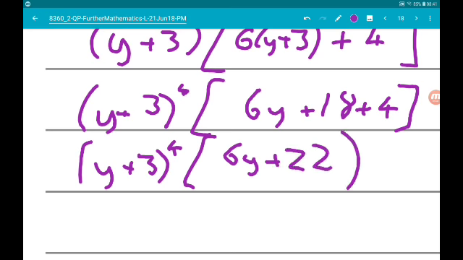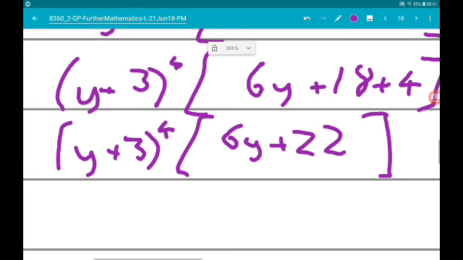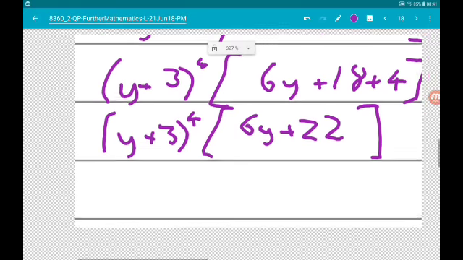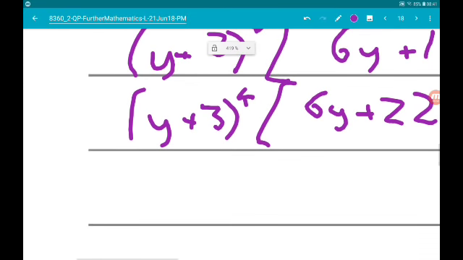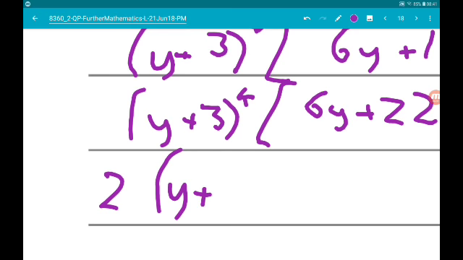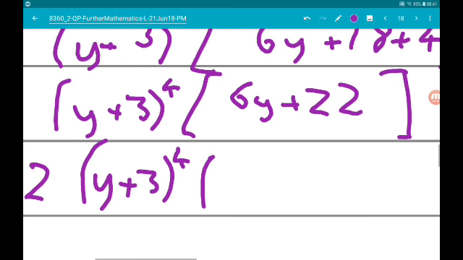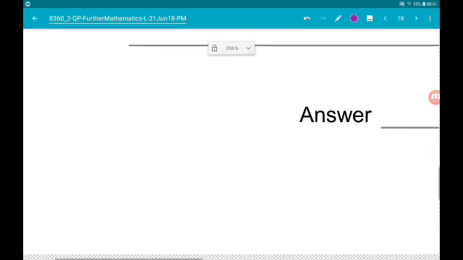Now 6y add 22 has a common factor of 2. So we can bring a 2 out the front. Remember, we are fully factorising. So we get a 2 out the front: 2 lots of 3y add 11. Job done. Cool.